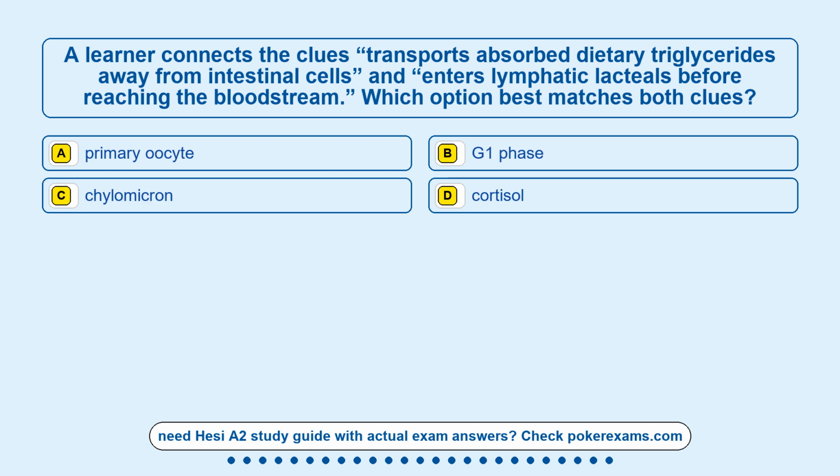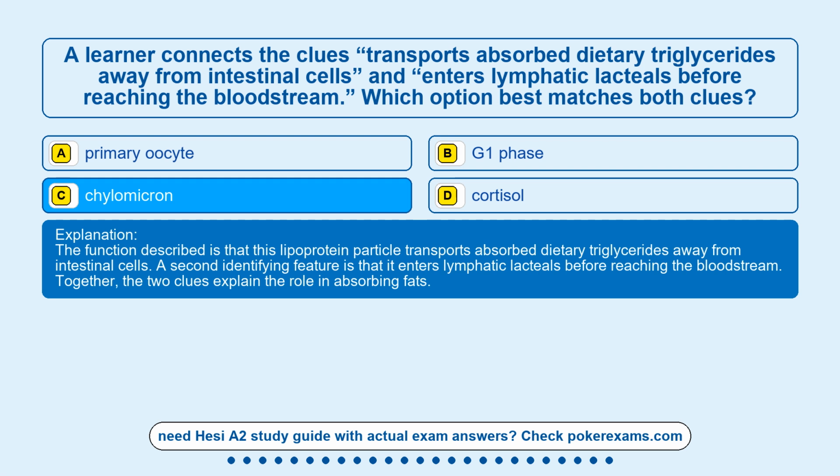Question 10. A learner connects the clues: transports absorbed dietary triglycerides away from intestinal cells and enters lymphatic lacteals before reaching the bloodstream. Which option best matches both clues? Option A, primary oocyte. Option B, G1 phase. Option C, chylomicron. Option D, cortisol. The correct answer is option C, chylomicron.